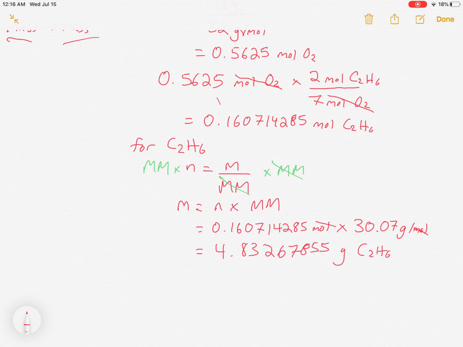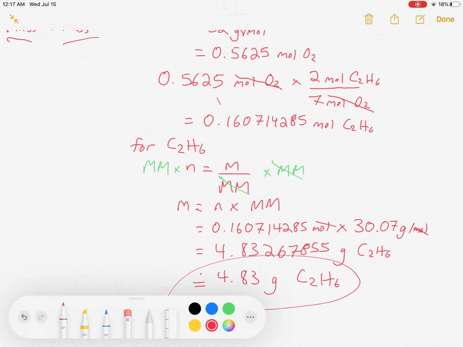And now that we're at the very end, now I can round it. Now that I'm confident that rounding too early won't give me a mistake. So I always like to round to 2 decimal places. Some teachers would have you track significant figures and then use that to know what you need to round to, but I don't think that's very important. I just want to focus on consistency, 2 decimal places wherever you can. So 4.83 grams of ethane. And that there is our final answer.